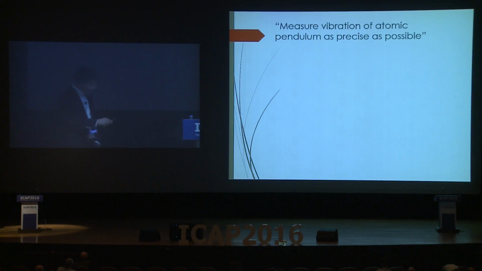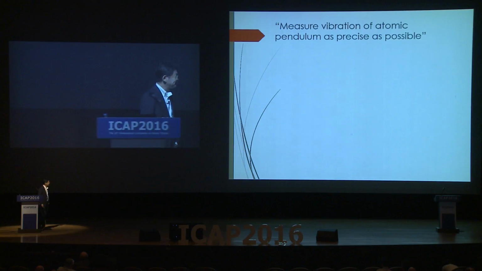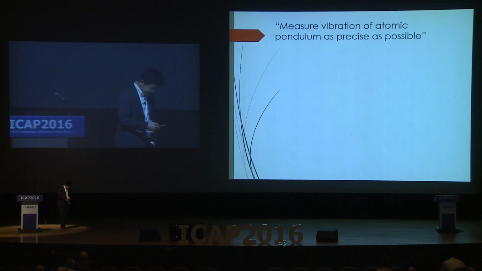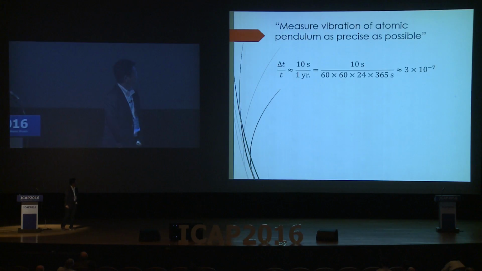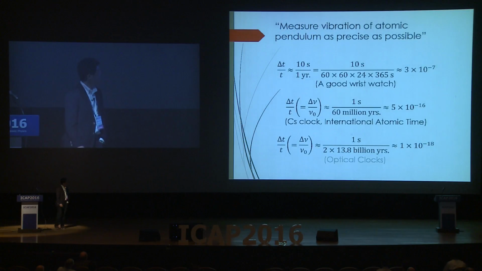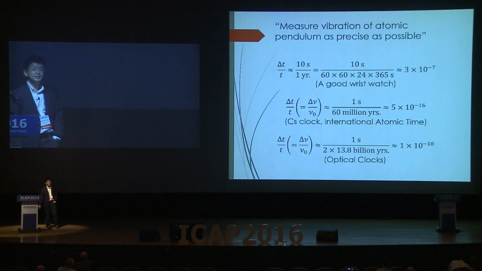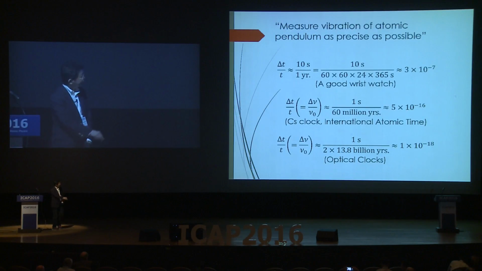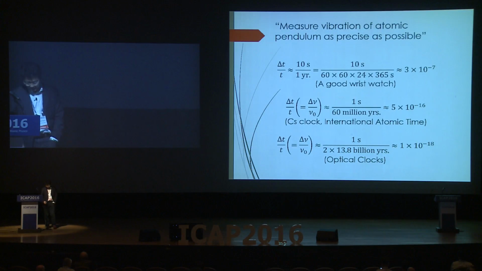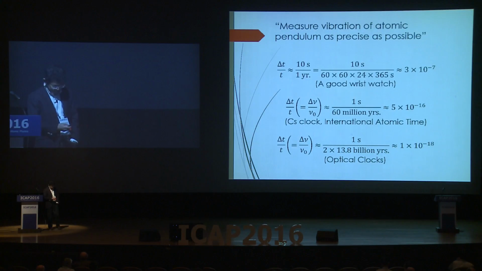So, Junye gave a very good introduction to the clock idea. So I have nothing to say, but our temporal goal is 10 to the minus 18 uncertainty, which means lose 1 second in this period. It's 2 times the age of the universe.